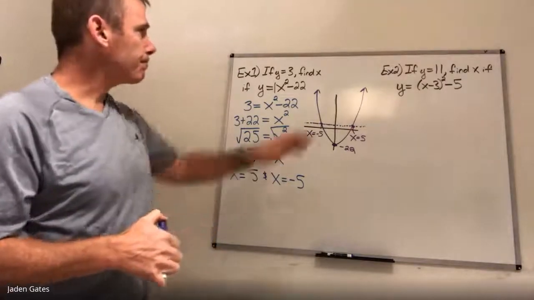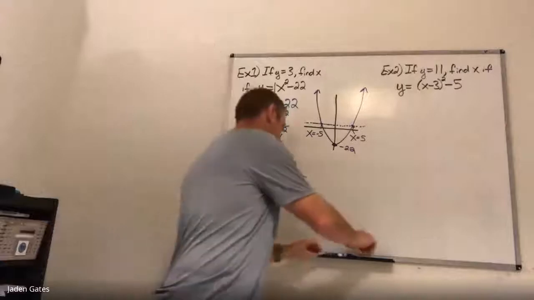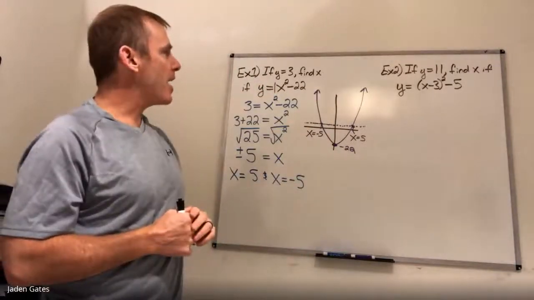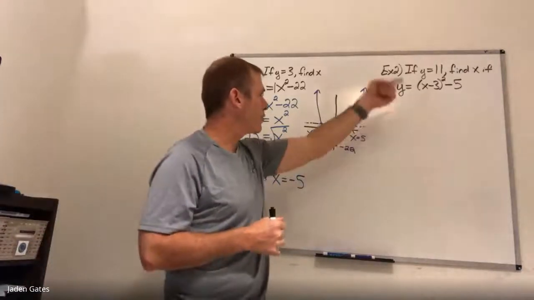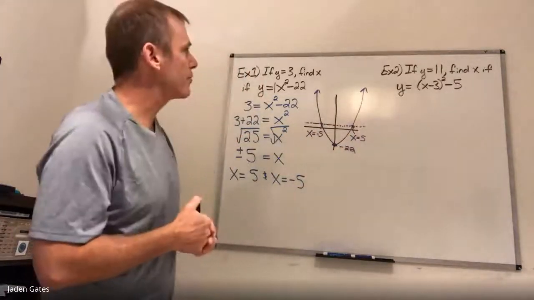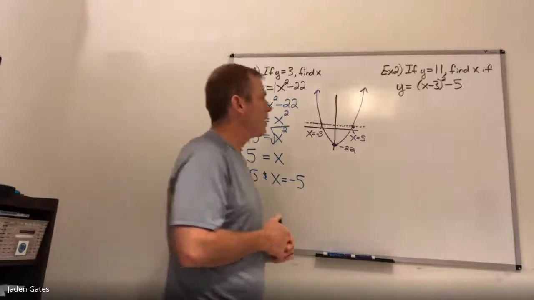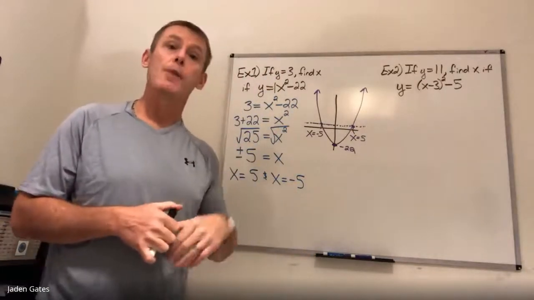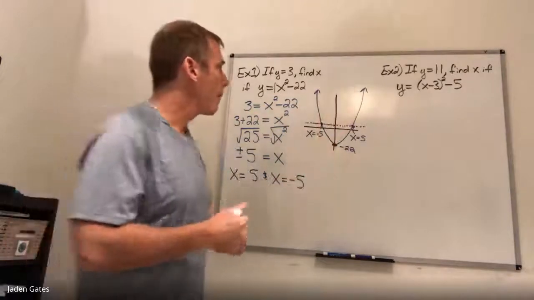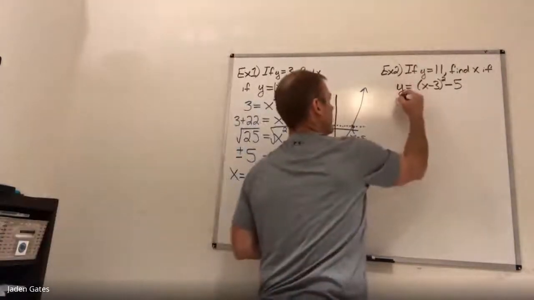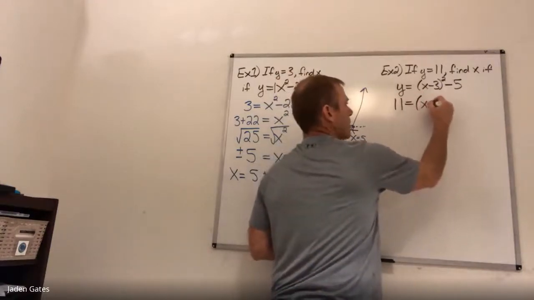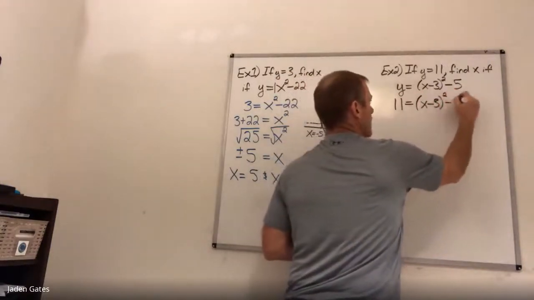All right, I go over to example 2. Again, ramping it up here. If y is equal to 11, find x, if y equals, and here's the equation of my parabola in vertex form, y equals (x minus 3) squared minus 5. So again, I want to solve for x. I'm going to substitute in my y value, which is 11 this time. And that again is equal to (x minus 3) squared minus 5.